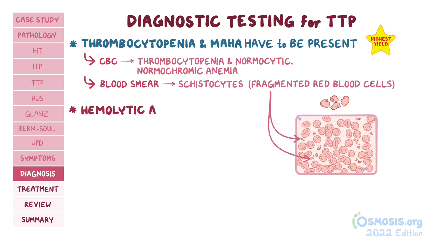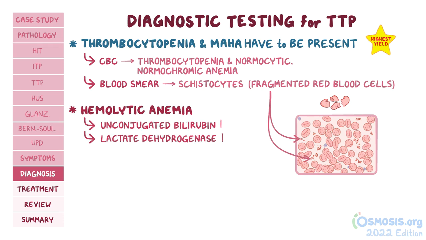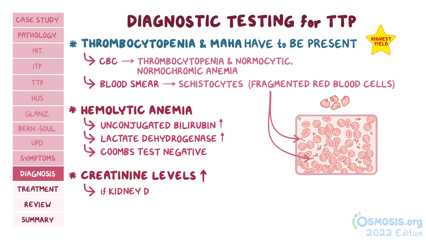Because there's a hemolytic anemia, the unconjugated bilirubin and lactate dehydrogenase levels are elevated. In addition, haptoglobin levels are decreased, because haptoglobin binds to free hemoglobin in the circulation. Also, since the hemolysis is not immune-mediated, a Coombs test is often negative. Creatinine levels might be elevated if there's kidney damage.